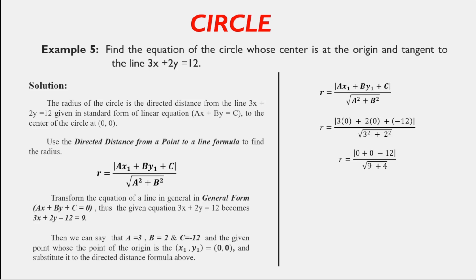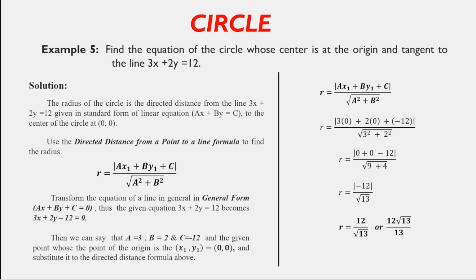Divided by the square root of 9 plus 4. Simplifying further, we now have the absolute value of negative 12 divided by the square root of 13. Since the absolute value of negative 12 is positive 12, our r is now 12 over the square root of 13.